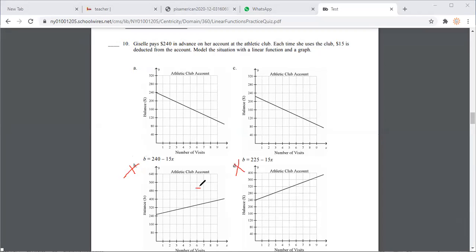The slope here is positive. And it said that $15 is deducted at the club, which means the slope should be negative. Then now we have two choices, A and C. Which one are we going to choose? A. Why didn't you choose the other one? Because 240 is the slope. So we will make the slope negative 15. 240 is what? The y-intercept.